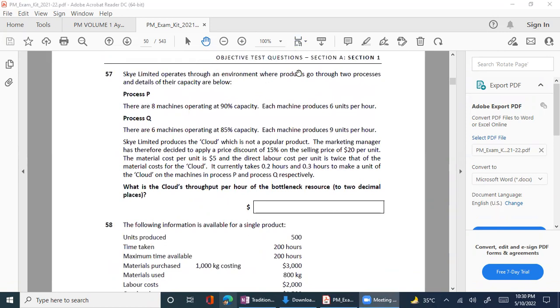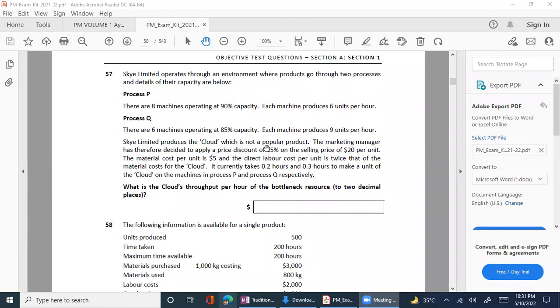Sky Limited operates in an environment where the product goes through two processes, process P and process Q. There are 8 machines operating at 90% capacity. Each machine produces 6 units per hour. So we will get the per unit time. In process Q, there are 6 machines operating at 85% capacity, each machine producing 9 units per hour.